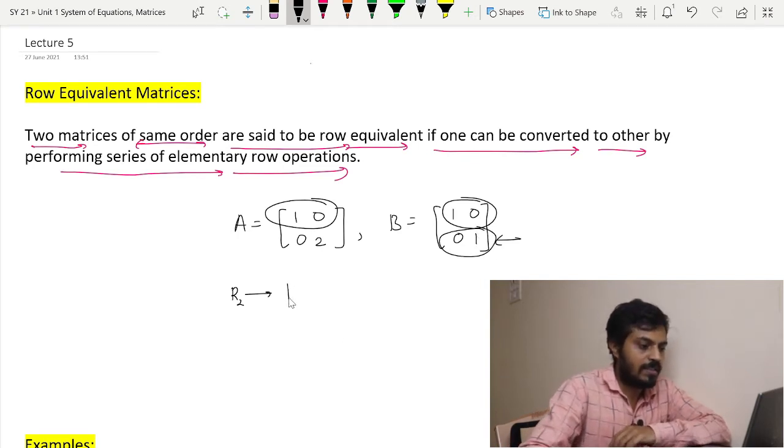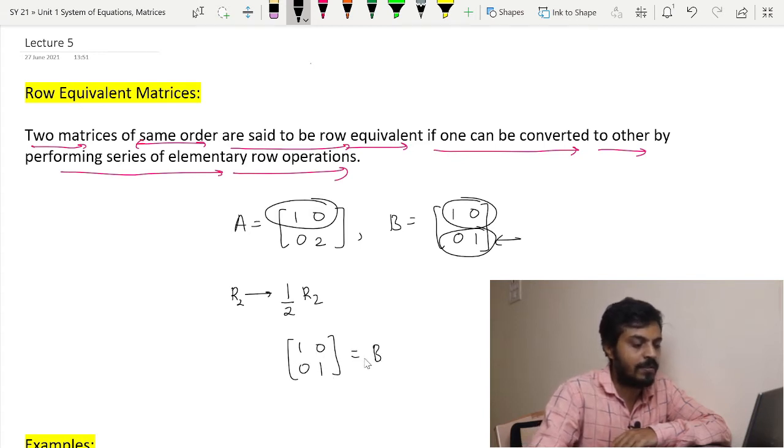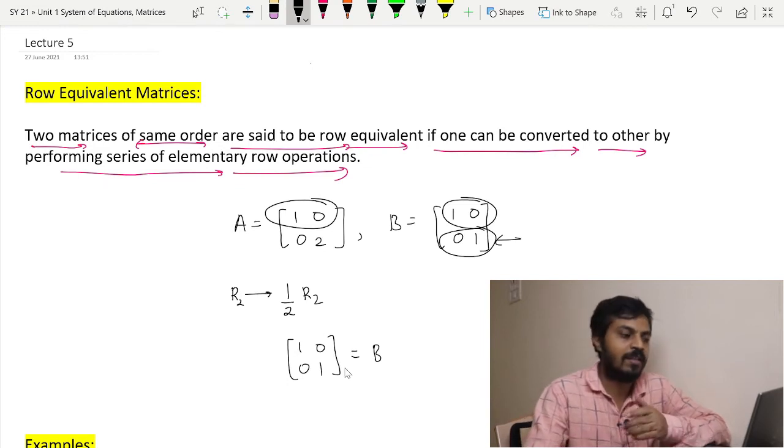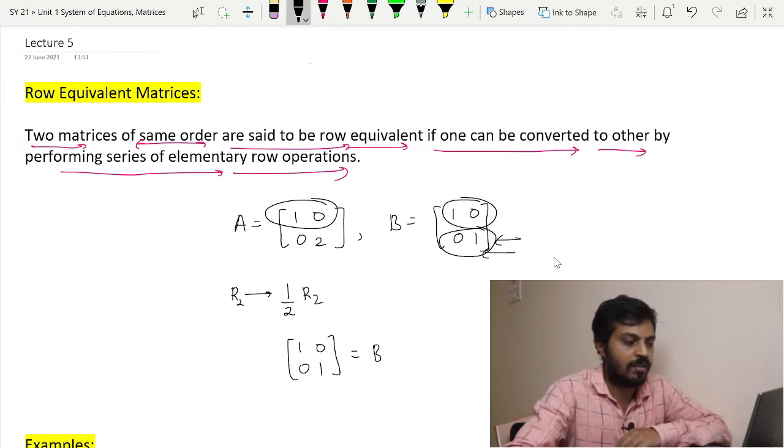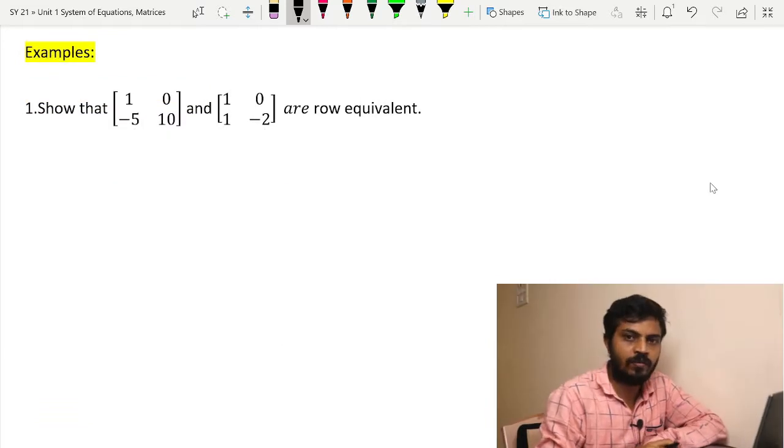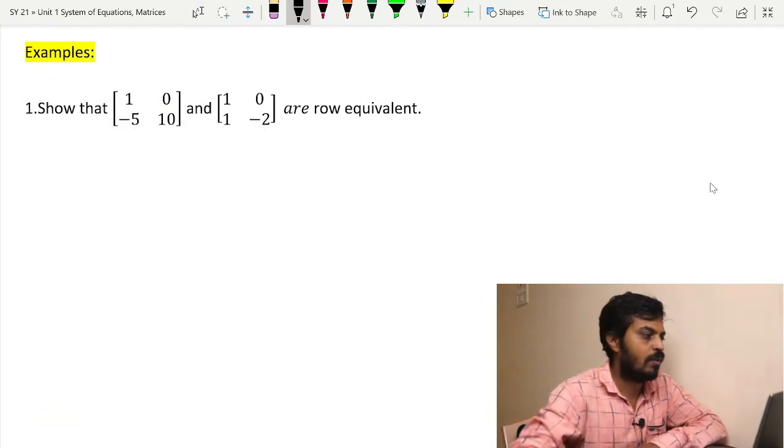And you can see that if I perform half R2 on the second row of A, the matrix I will get is 1 0 0 1, and that is nothing but matrix B, and therefore we say that A and B are row equivalent. You can even perform elementary row operations on B to get A. Can you guess that elementary row operation? It is nothing but twice R2. Now let us see a few examples on this topic.